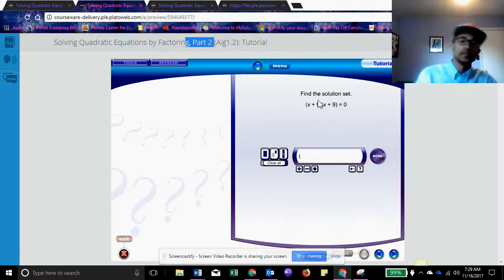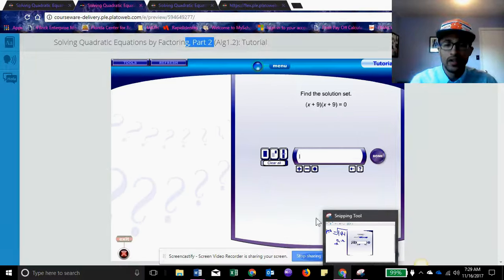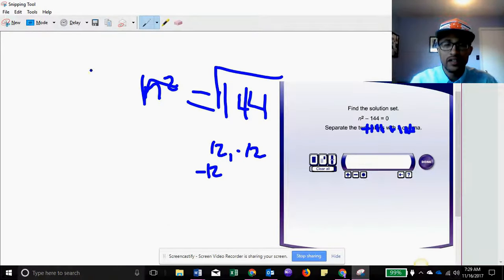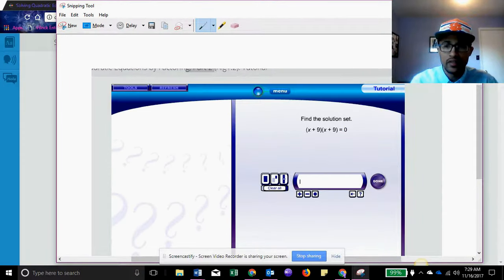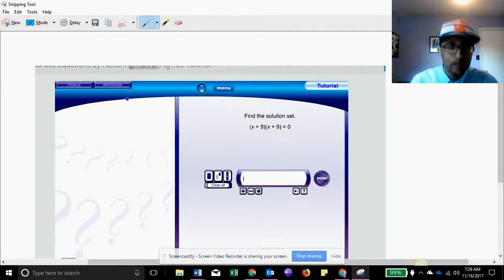Now, with these, what you find is it says find the solution set if x plus 9 and x plus 9 equals 0. This is what we call already factored form. Since it's already factored, there's a rule called the zero product property of multiplication. That's a long one, right? All it means is that you can separate things that are in parentheses to equal 0. Zero product property of multiplication, because there's a little multiplication sign between those two parentheses.